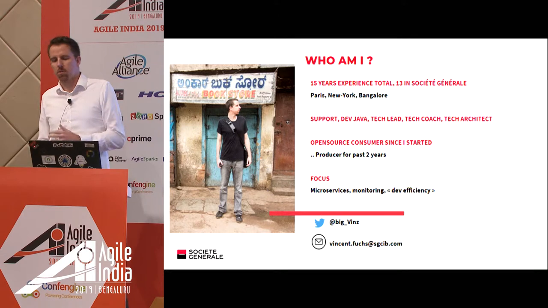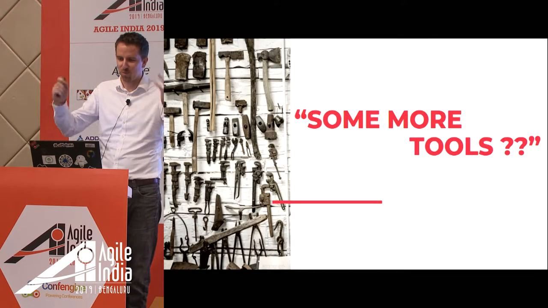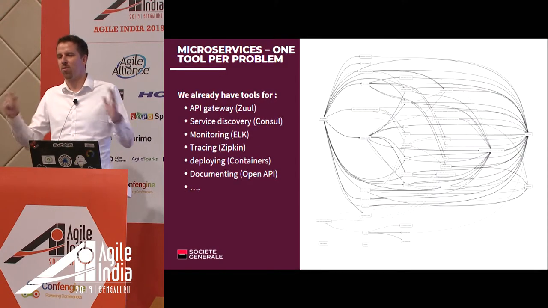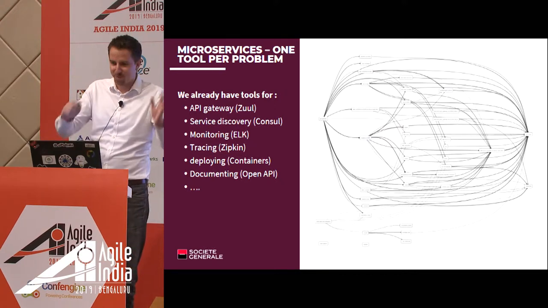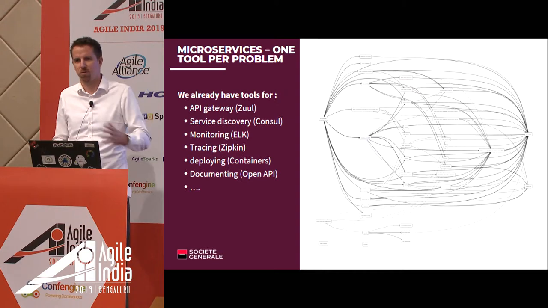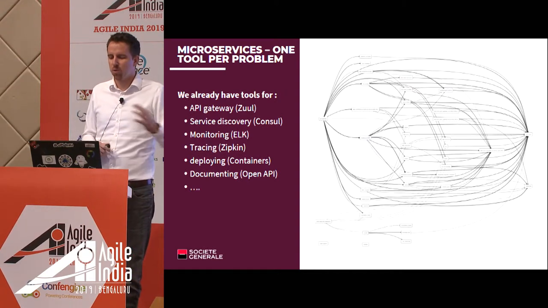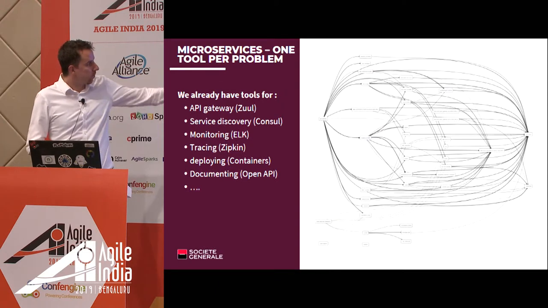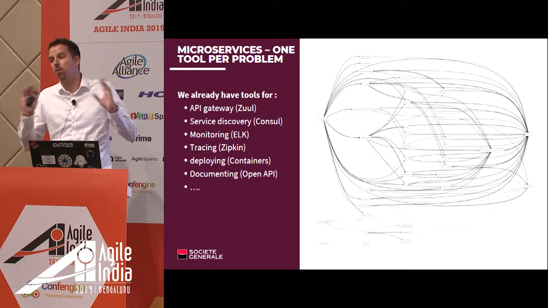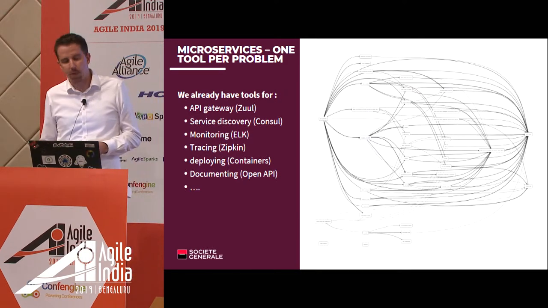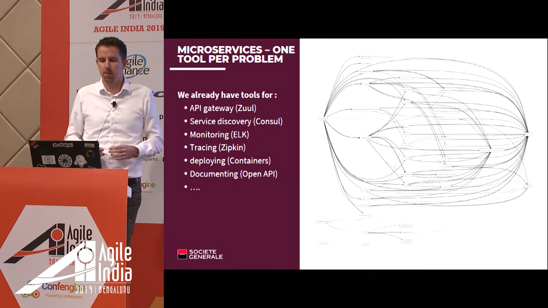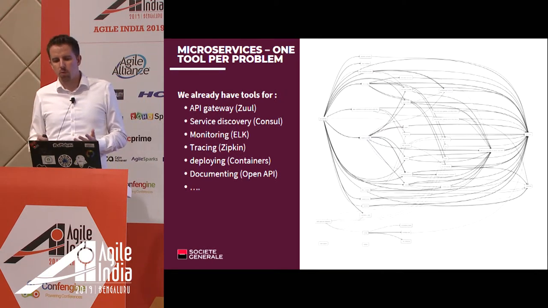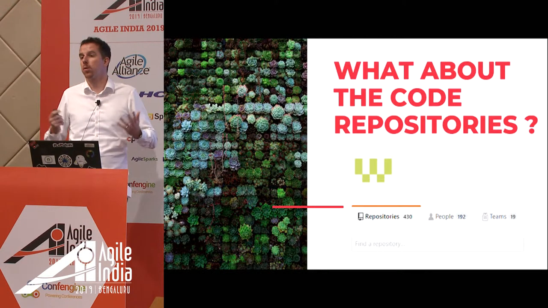So for this, well, you know, developers, we like to have tools. So I'm going to present you two more tools today. When we do microservices, we like having tools, so we have so many problems. We have one tool per problem, sorry. For API Gateway, when you're in the Java world, often you use Zuul, Consul for service discovery, for monitoring we use the Elastic Stack, et cetera. This is a dependency graph of services provided by Zipkin, so if your services are enabled with Zipkin, you get this for free. It can be very useful, but there's no tool right now, not that I know of, about the code repositories, okay?